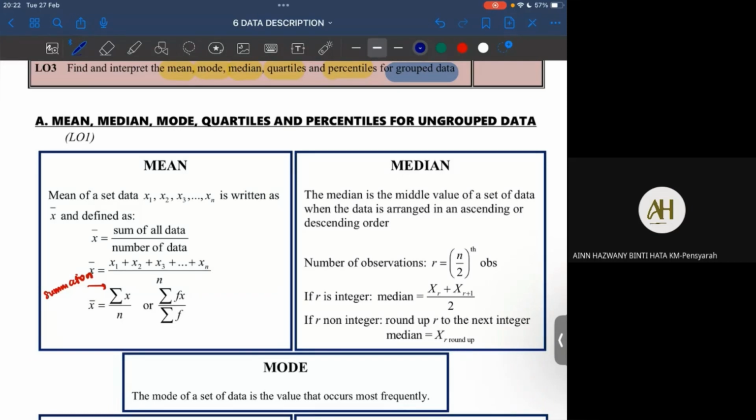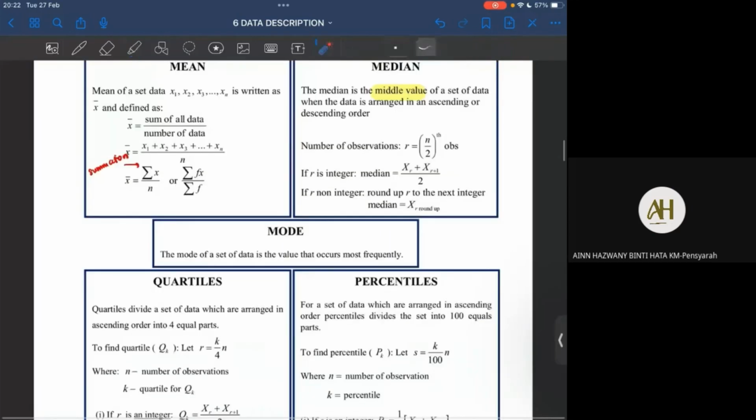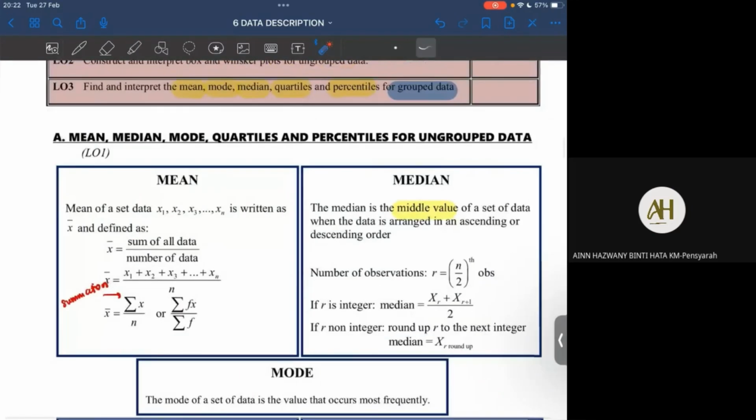Okay, so apa ini median? Median is the middle value. Key dia ialah middle value of a set of data when data is arranged in an ascending or descending order. So, first thing first, untuk cari median and untuk cari quartile and also percentile, you have to arrange our data. This is the key, arrange data. Okay, kita ambil dalam bentuk ascending sahaja.